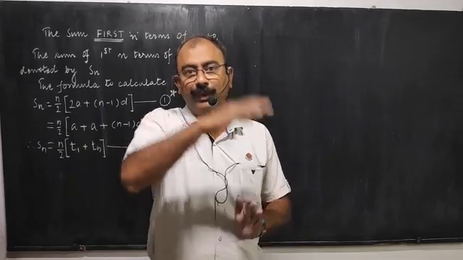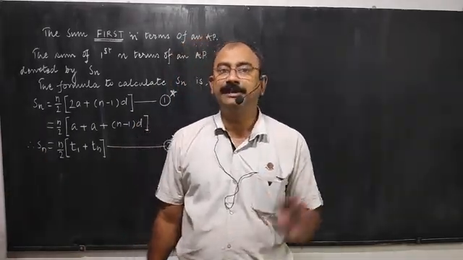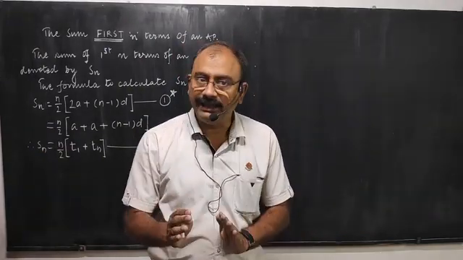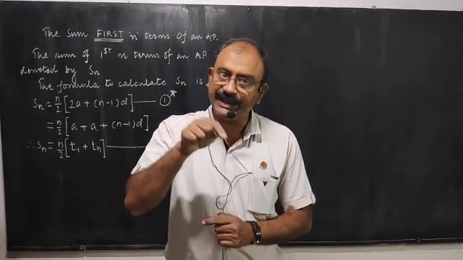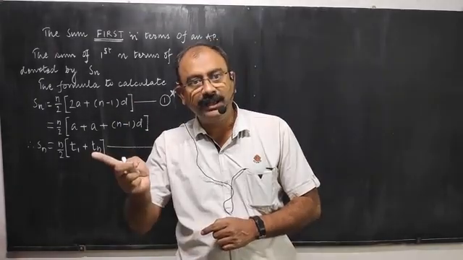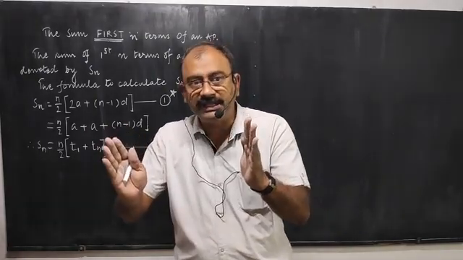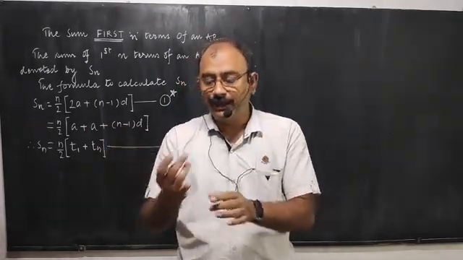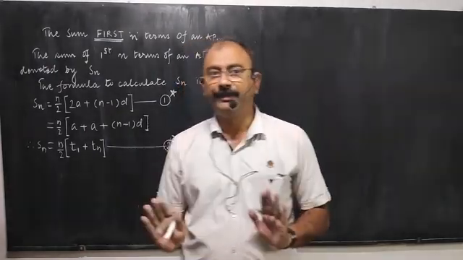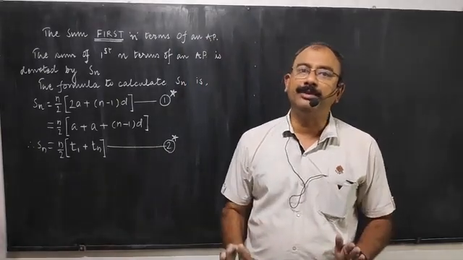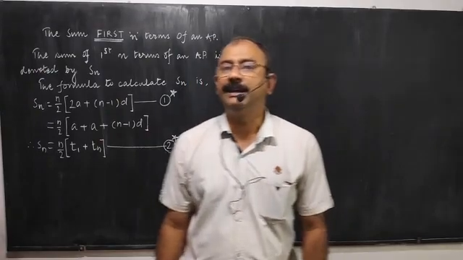T20, so sum of all 20 terms. Then I'll calculate S14, okay, sum of first 14 terms, and then that means I'll calculate S20. I will also calculate S14. S20 minus S14 will give me the sum of middle 6 terms. Which 6 terms? T15, 16, 17, 18, 19 and 20. So that is the way you can use this formula to calculate the sum of middle terms of an AP also.